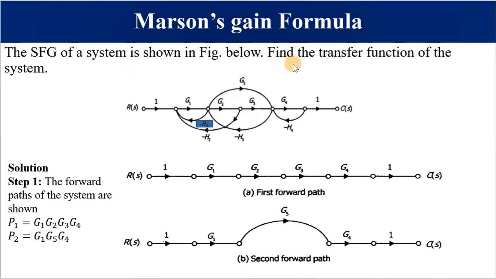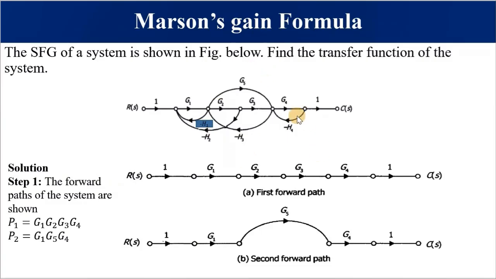Another question: find the transfer function of the system with this SFG. Please take note of our feedback path transmittances: minus H4, minus H3, minus H2, and minus H1. This was wrong, it had no negative sign in the initial PDF lecture notes that I gave you, so I will have to resend them, but don't worry.